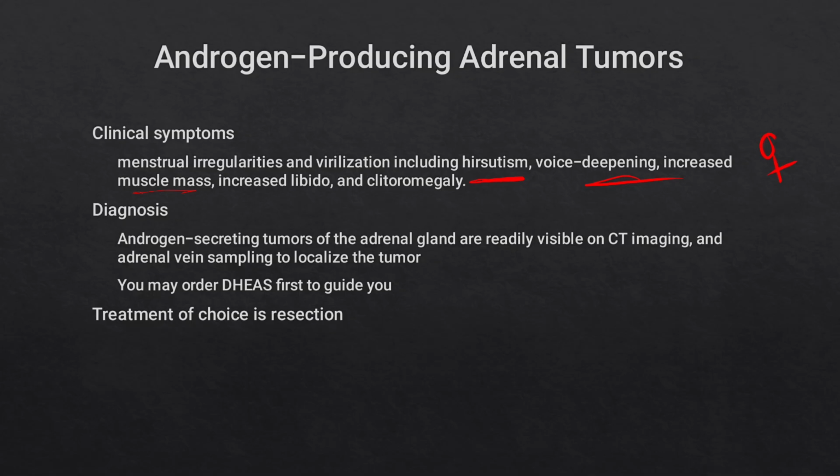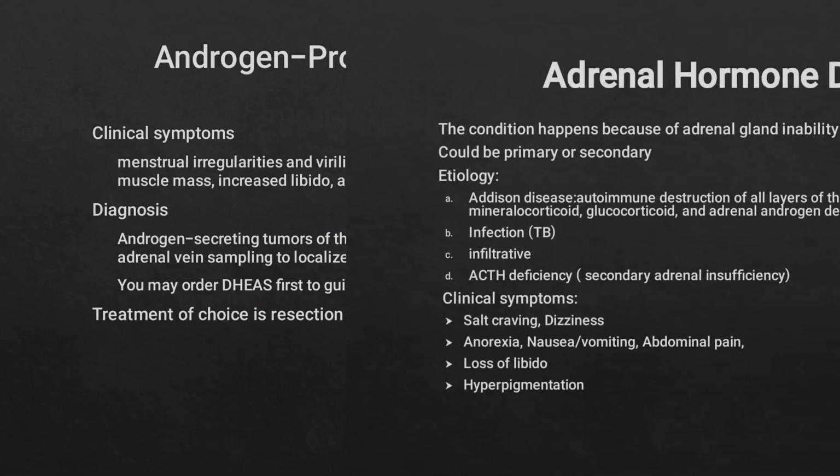Okay, how you diagnose it? You will have a high dehydroepiandrosterone sulfate that is secreted from the adrenal gland. If you detect this hormone high, then do CT image to confirm the diagnosis. And the treatment, you resect the tumor as the other tumors.